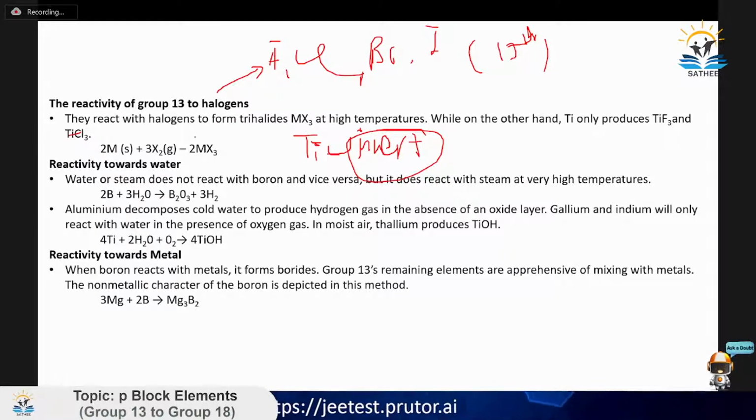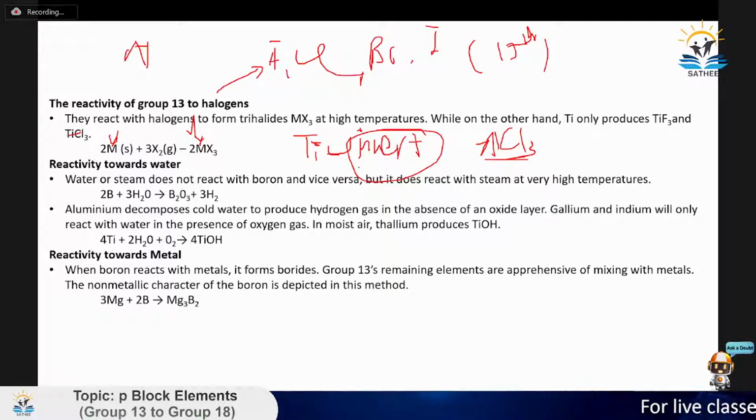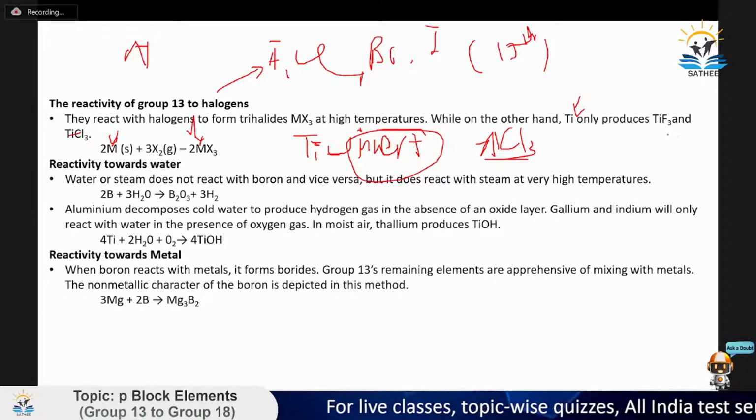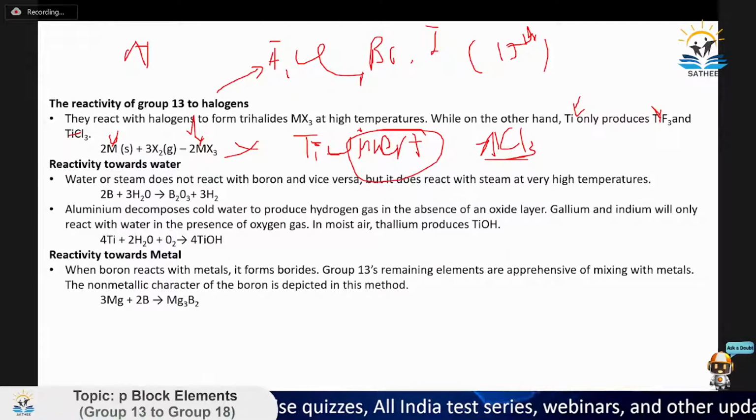Now, halogens generally form MX3. If you're getting confused with M, you can always consider aluminium, because now it will just become AlCl3, which is a familiar compound to you. So this is what generally it forms with all the halogens, it forms trihalides. But thallium, this Tl dude, only produces TlF3 and TlCl3. Other than that, he doesn't produce anything, my friends.